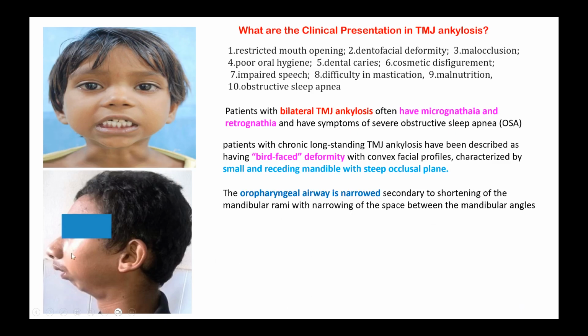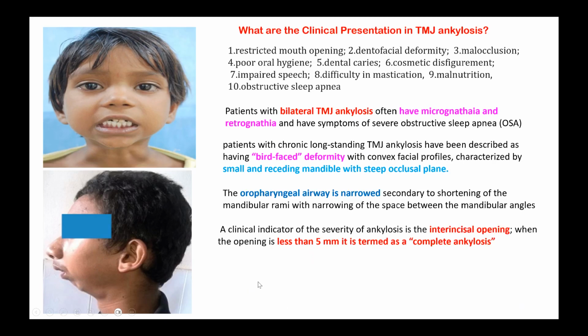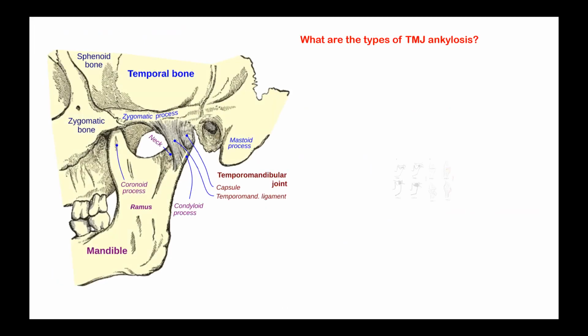These sort of cases may be difficult even for fiber optic intubation. Okay? So that is the main reason. If this child has a better mandibular growth, whereas this child has a very receding short mandible, fiber optic intubation might be more challenging in these patients. The clinical indicator of severity is the interincisor opening, and less than 5 is termed as complete ankylosis. There are of course several types, which is not necessary.